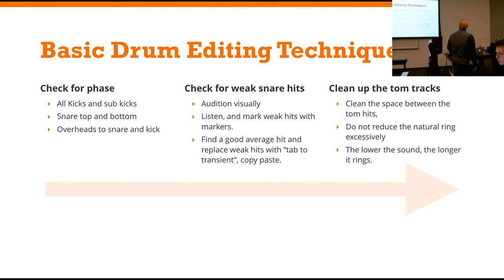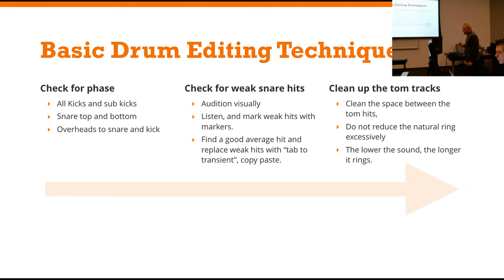So, first thing we learned in the lab was, the first thing you do is check phase. Right, check phase. So we make sure kick is in phase with the overheads, then the 2 kicks are in phase with each other. Snare is in phase with the overheads, then the 2 snares are in phase with each other, and that's how we make sure everything is lining up and there are no phase cancellations.